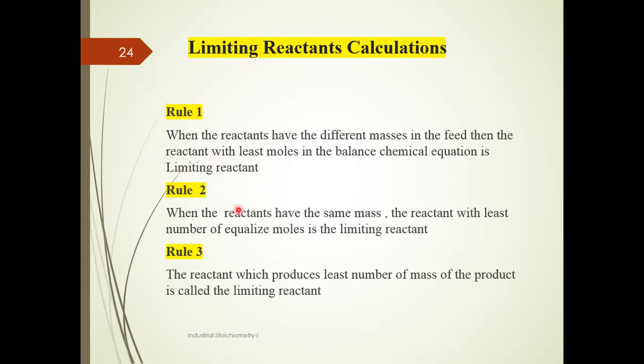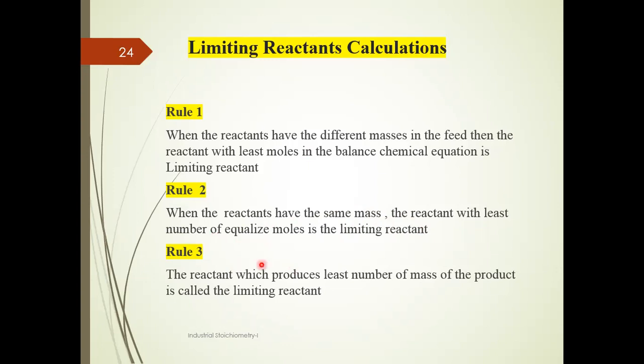And the second rule is that when you have the same masses of both of your reactants, then you can equalize the number of moles of both the reactants. After equalizing, the reactant which has the least number of moles is your limiting reactant. And never get confused: when both reactants have the same masses, they can never both be the limiting reactant. There will always be one limiting reactant and one excess reactant. Let us have rule 3.